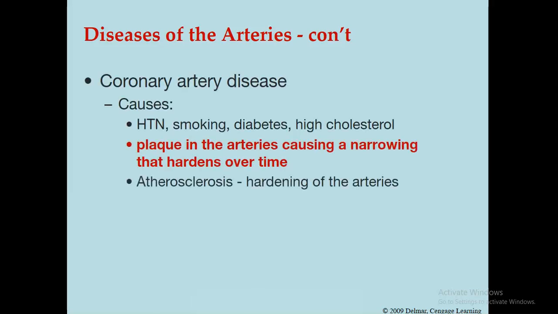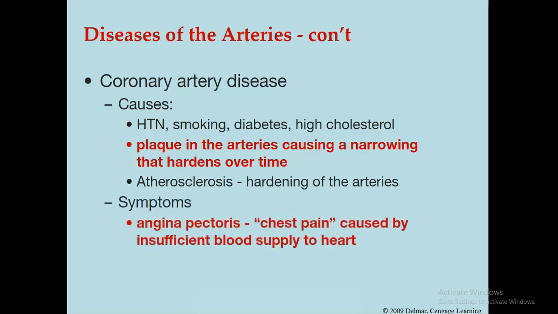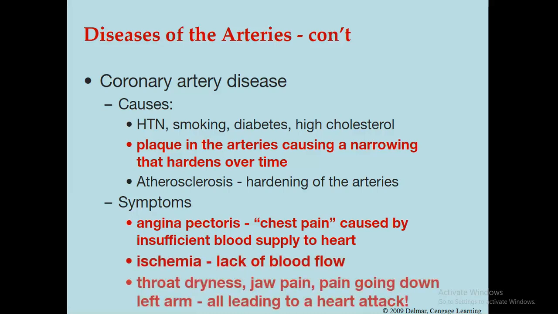All right, as far as coronary artery disease, you need to know that this is plaque in the arteries that causes a narrowing that hardens over time. Think about that vessel that I passed around that some of you looked at and some of you did not. It causes that narrowing that is going to harden over time. And the symptoms can be angina pectoris. You need to know that angina pectoris is chest pain. This is caused by insufficient blood supply to the heart. You need to know the definition here of ischemia, that it is a lack of blood flow.